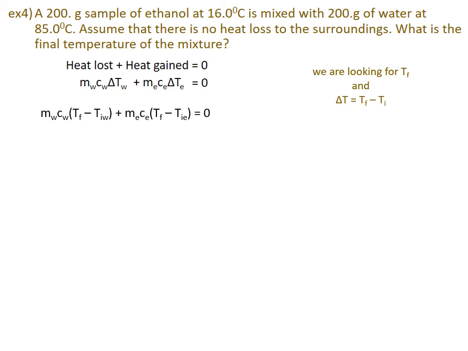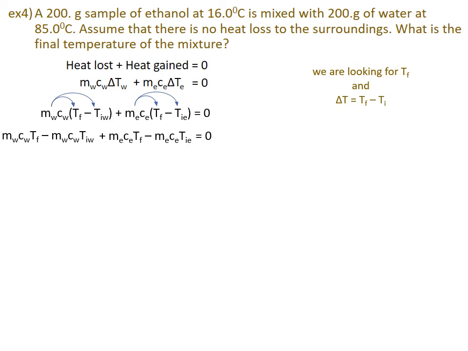Now to get Tf by itself, it's going to be a little bit of a long process here. I'm going to start by distributing MwCw into the brackets. That gives me MwCwTf subtract MwCwTiw. I will also distribute MeCe into the brackets, giving me MeCeTf subtract MeCeTie, and that's all equal to 0.